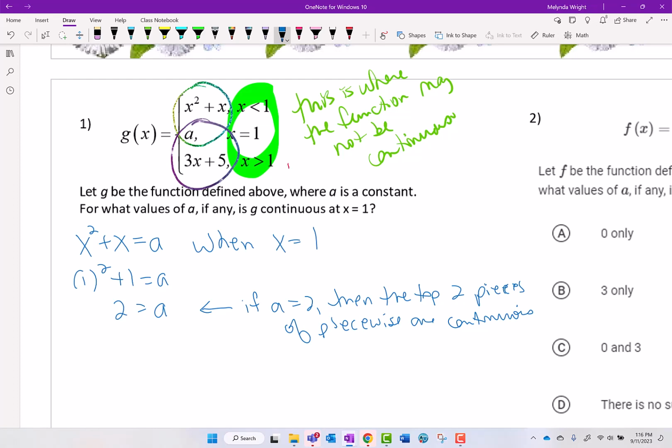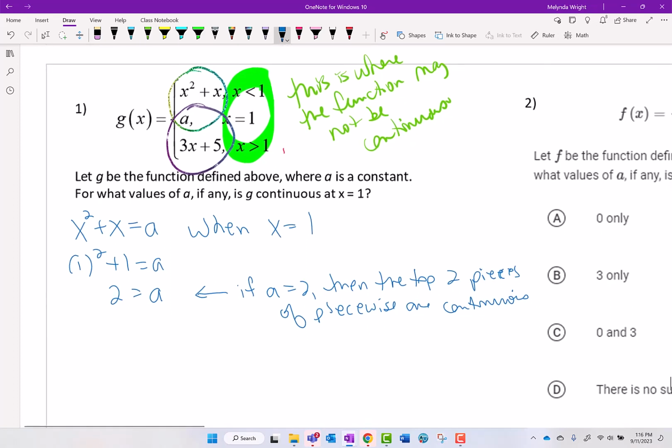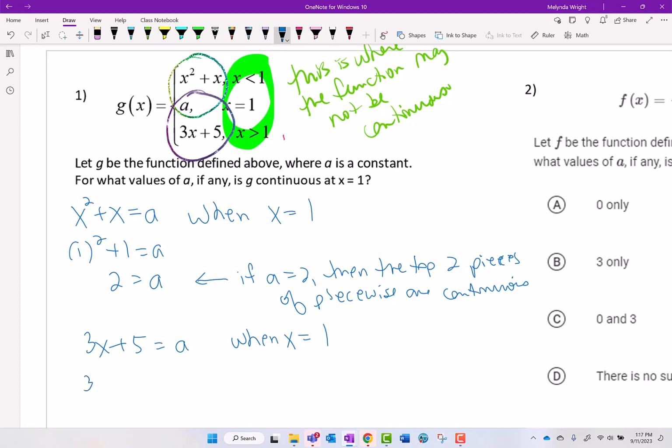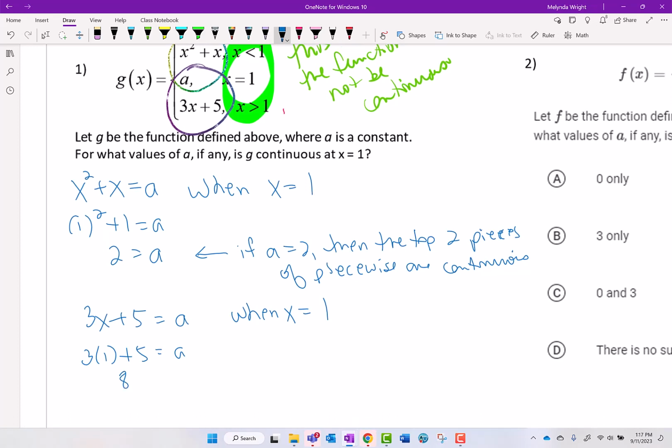All right, so that's for the top, but that's not enough. I also need to know if that a connects with the bottom piece. I need to know that too. So I've got to say 3x plus 5 equals a when x is 1. And again, I'm specifying when x is 1 because that's when those connect together. All right, so let's do that. So we're going to make x 1, so 3 times 1 plus 5 equals a. So 8 equals a.